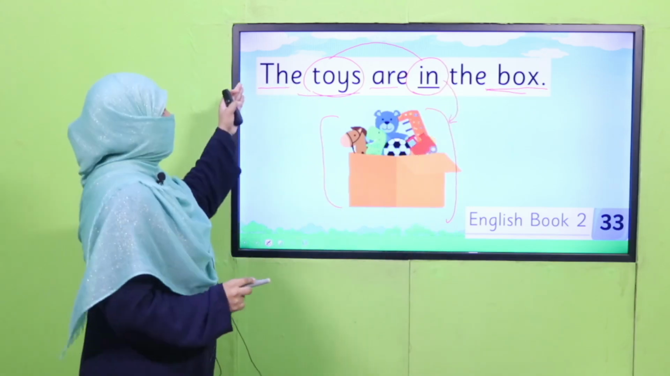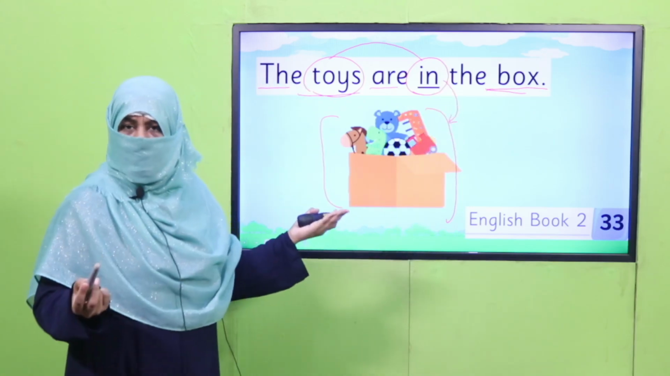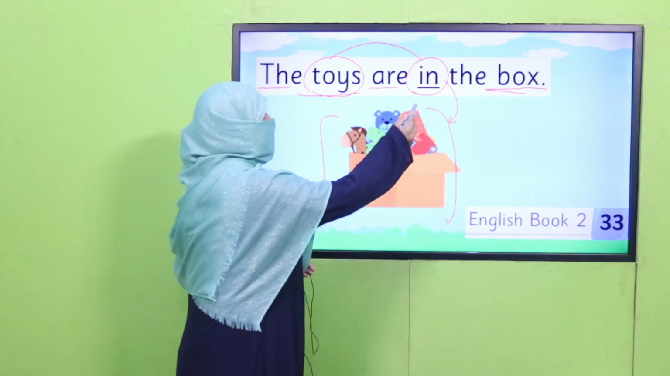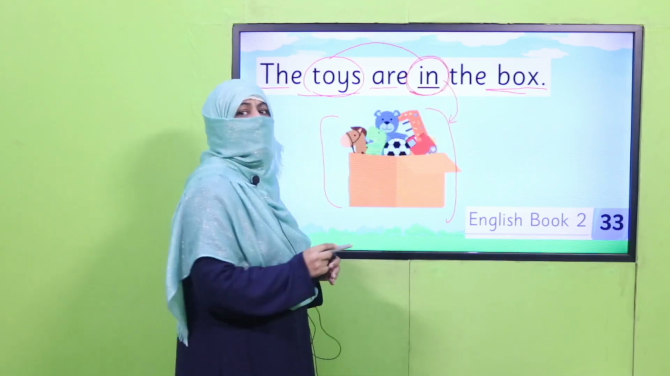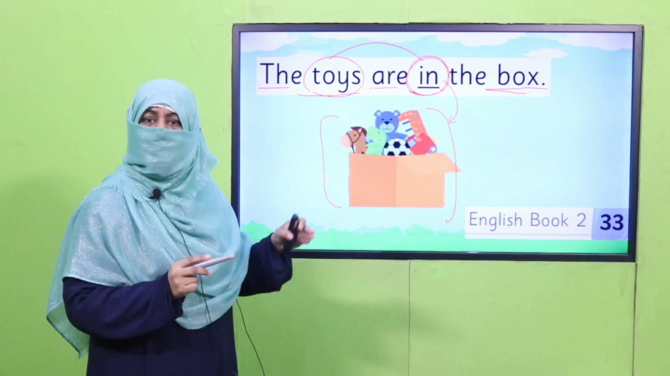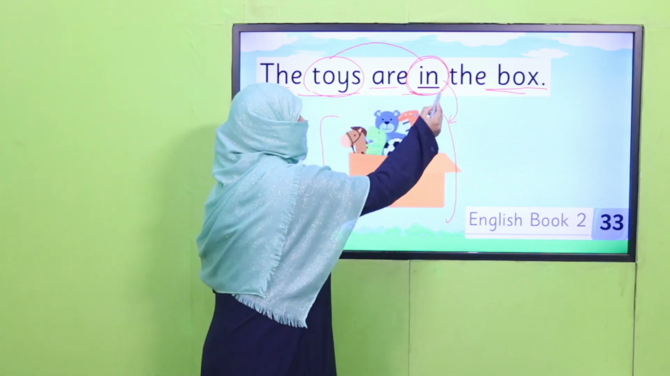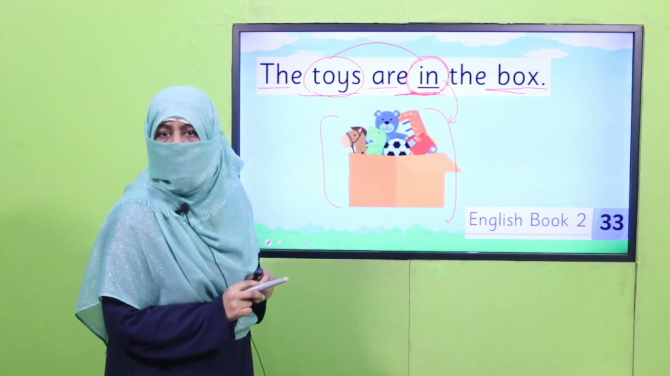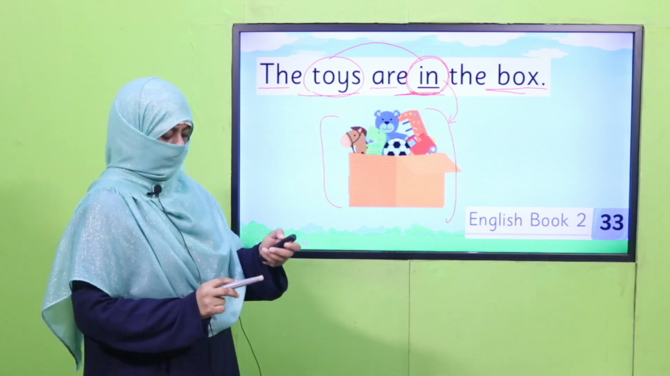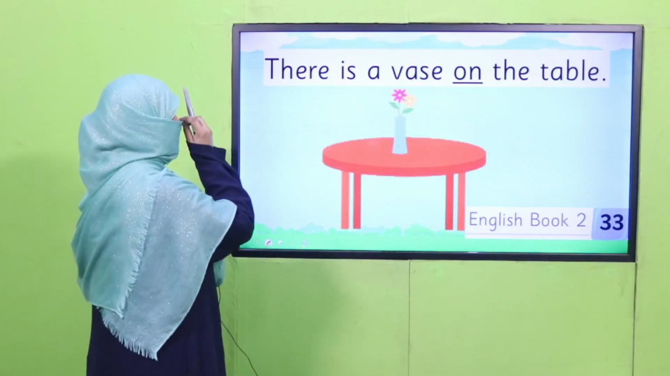If I say the toys are the box, can we find the toys? No. We say "in," which tells us where the toys are. Toys are in the box. That's why this is a position word. Are you clear? Okay, let's see the other example.